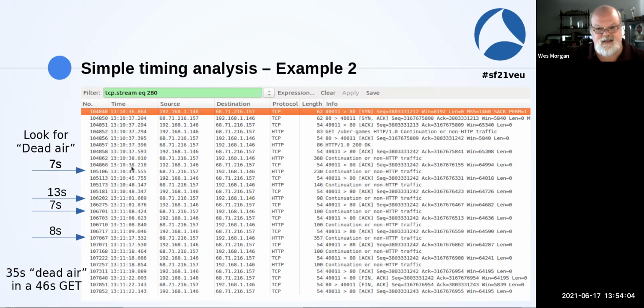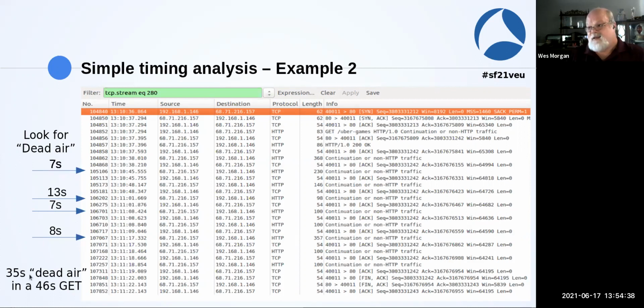Okay, so here is 7 seconds that we're waiting on that remote server to give us some data. Here's 13 seconds. Here's another 7-second wait. And notice when we receive data, the responses are fairly quick. And finally, another 8-second piece of dead air, all in the context of a single HTTP response.